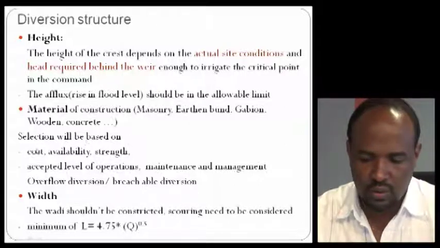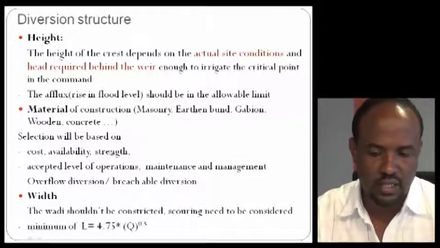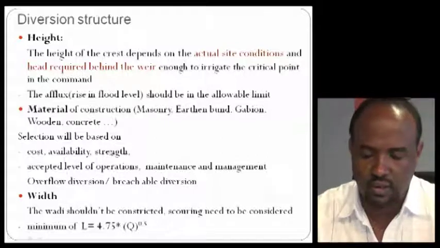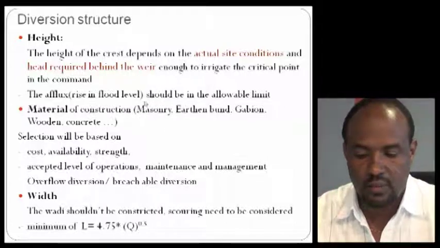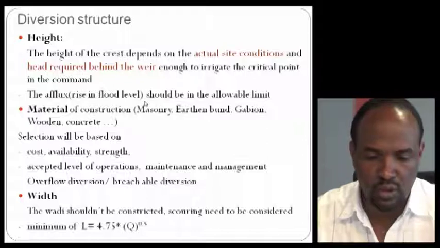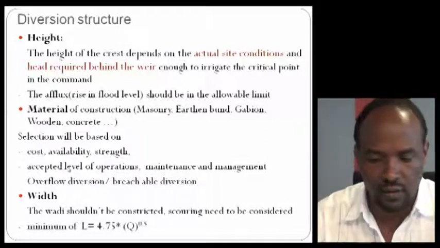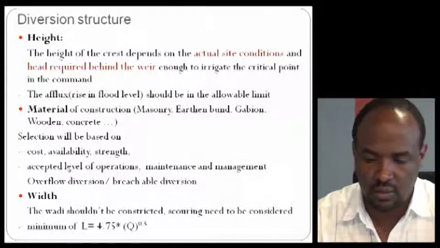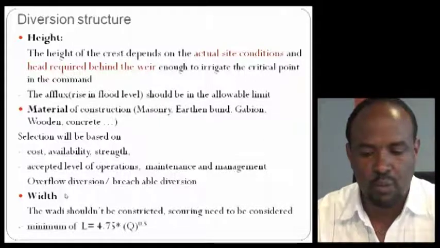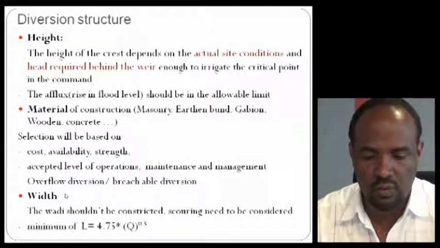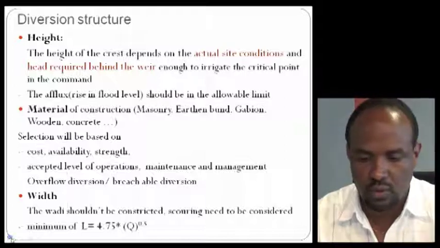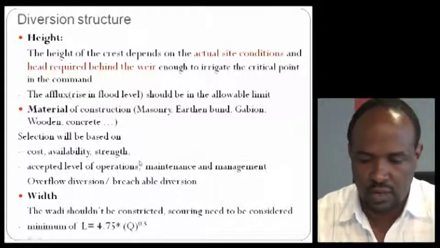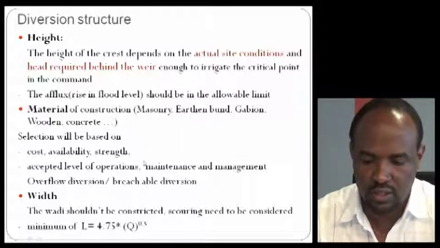Selection will be based on costs, availability, whether the material that we have selected is there or not, and also its strength. Materials, sometimes, for example, if we use gabion, and the sediments we are talking about are boulders, then with impacts we may have to maintain them more frequently. But it doesn't mean that we have to go to another option; more or less we have to select any of the materials which suits the specific site conditions.